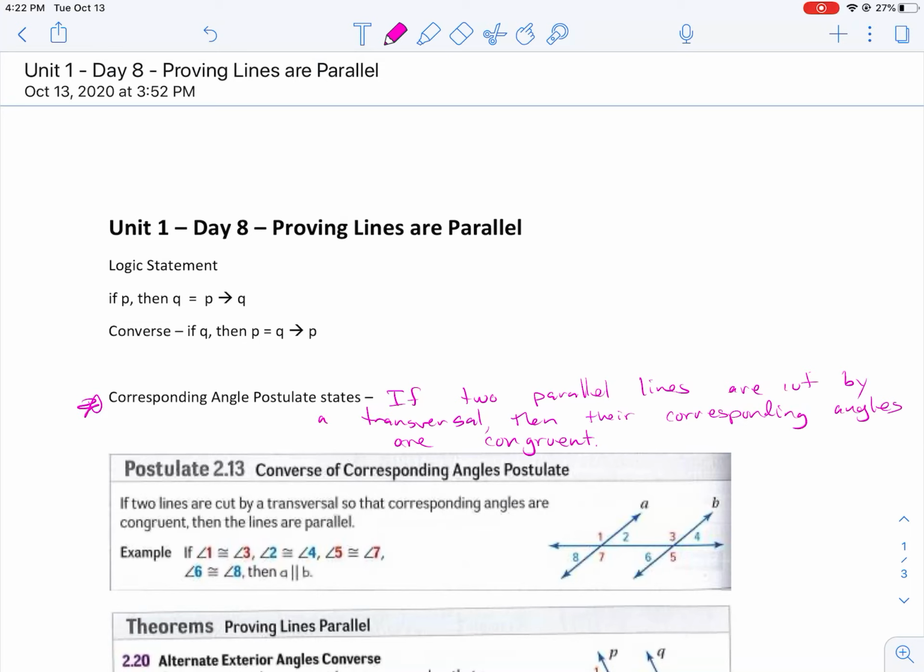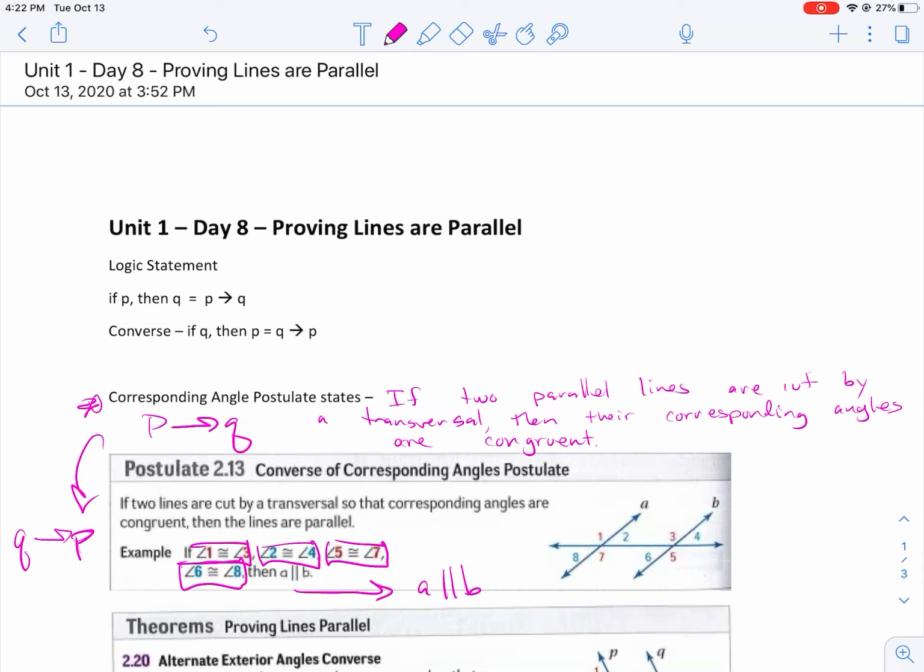The converse of that means we're going to take this statement and we're going to flip it right around. So in this case, picture this as P, then Q. Down here is Q, then P, right? We're stating if two lines are cut by a transversal so that the corresponding angles are congruent, then the two lines are parallel. Okay, and so what we're looking for is if this, or this, or this, or this happens to be true, so four different options there, then A is parallel with B.